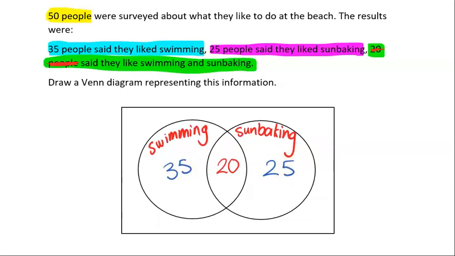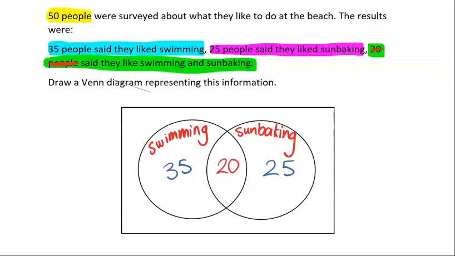Now, the reason that what I've done here is incorrect is because we only surveyed 50 people. And right now I've got 35 plus 20 plus 25. Okay, that's a lot more people. We've got 80 people here. That's not right. We only surveyed 50 people. So somewhere we've gone wrong. Let's have a look at our information about swimming. How many people said they liked swimming altogether? It was 35. In our swimming bubble right now, we have 35 plus this 20, which gives us 55. We have 55 people that like swimming, but we were only supposed to have 35.